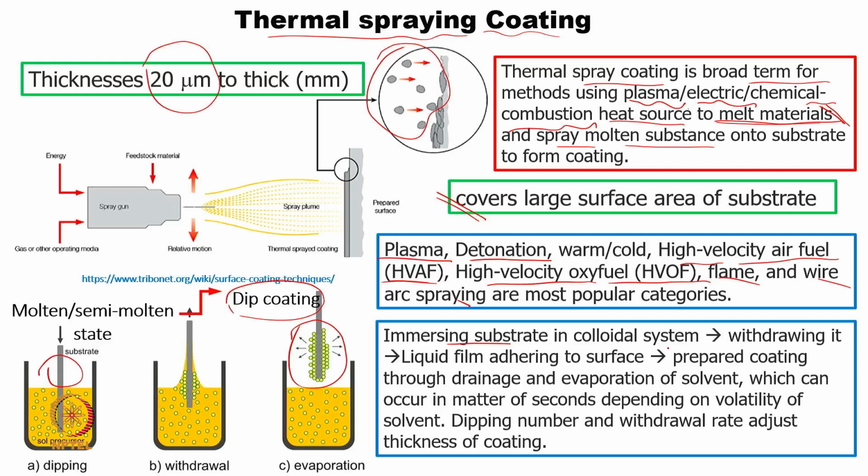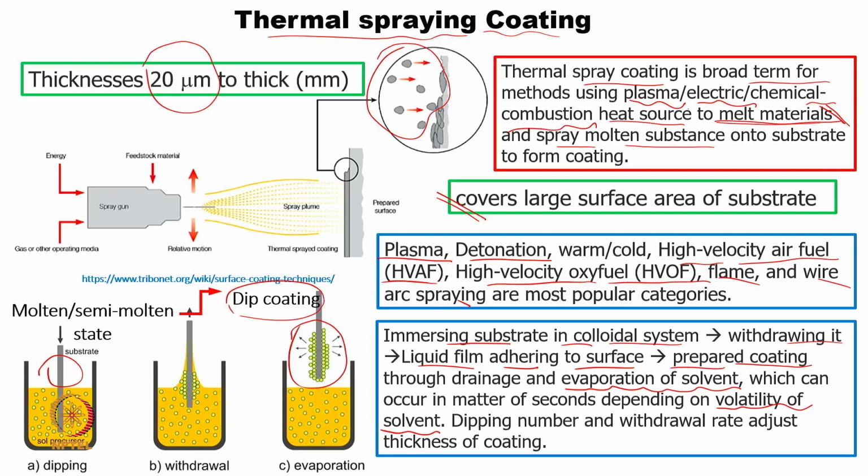We try to immerse the substrate in a colloidal substance, withdraw it, and then the liquid will adhere to the surface. That is what has been shown here. This will prepare the coating, and maybe there is a possibility that excess coating will leak from the surface, and whatever solvent we have utilized to make the solution will get evaporated, which occurs in a few seconds to a few minutes, and it depends on the volatility of the solvent. A solvent like ethanol will evaporate in a few seconds, and then we will be getting some sort of deposit of the coating on the surface.